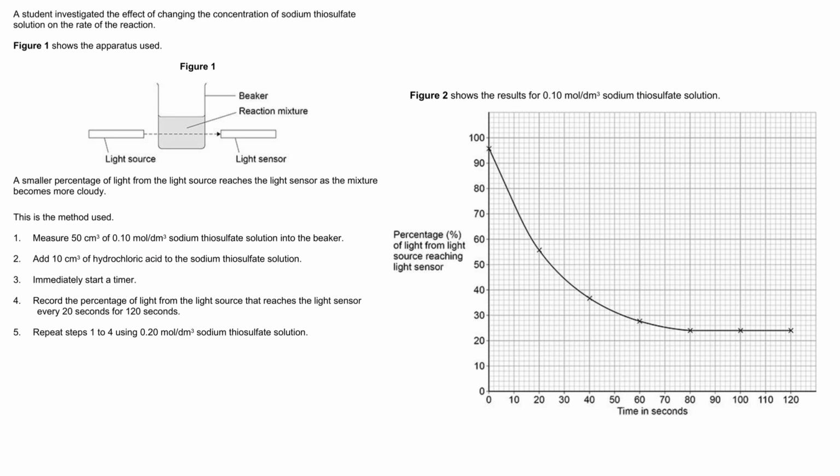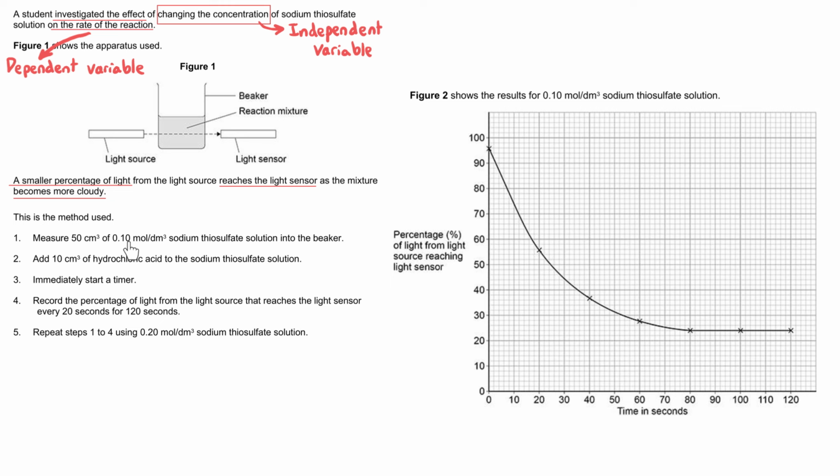And then we're shown a diagram for how they're setting up this experiment. It's a bit different to the normal disappearing cross experiment. We're told that the student investigated the effect of changing the concentration of sodium thiosulfate on the rate of the reaction. That's similar to the disappearing cross experiment and how it can be used. And we're shown a diagram for the apparatus. There is a light source shining light through the reaction mixture, and then there is a light sensor, the other side, detecting the percentage of light that gets through. And we're told that a smaller percentage of light from the light source reaches the light sensor as the mixture becomes more cloudy.